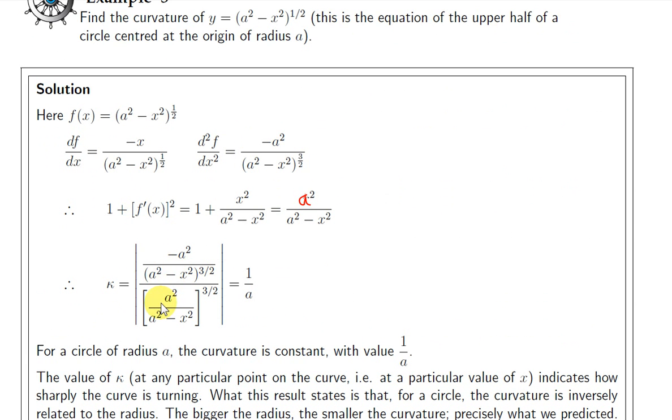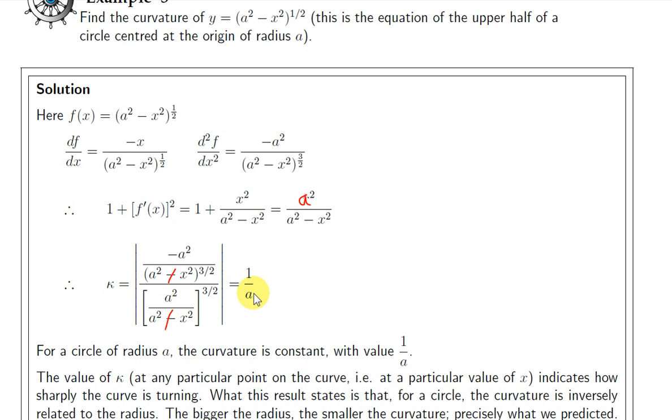Now on top and on the bottom we have a squared minus x squared to the power of 3 halves, so that cancels out. Then we have minus a squared divided by a squared to the power of 3 halves. Well, a squared to the power of 3 halves is a to the power of 3. So we have minus a squared over a cubed. That's minus 1 over a. So we have the magnitude of minus 1 over a, which is plus 1 over a.